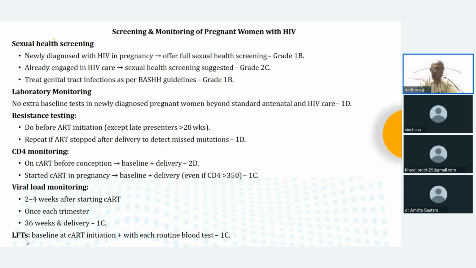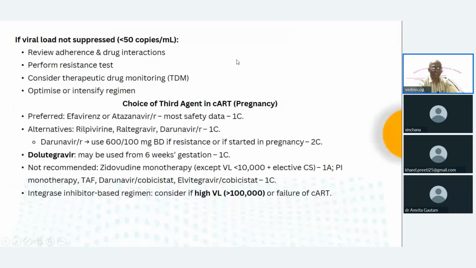LFT is baseline at cART initiation. With each routine blood test, you will be carrying out LFTs. What is the purpose of starting this combined ART? It is to suppress the viral load to less than 50 copies per ml. Now, if you have repeated the viral load at 2 to 4 weeks and you find that it is not suppressed, then you have to review adherence and drug interactions, perform a resistance test, consider therapeutic drug monitoring, and optimize or intensify the regimen. So these are the things you will carry out.